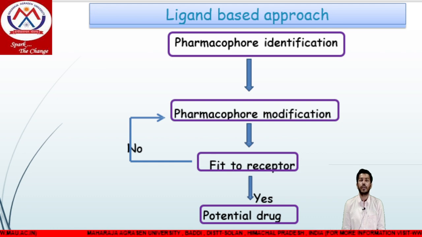Next are the ligand-based approaches. Under the ligand-based approaches, there is pharmacophore identification. After the selection of the pharmacophore, we will modify the pharmacophore. In the modification of the pharmacophore, we give the structures and the receptors. When the ligand fits in the receptor, then the potential drug will come out. If the ligands do not fit into the receptors, then they return to the pharmacophore modeling.